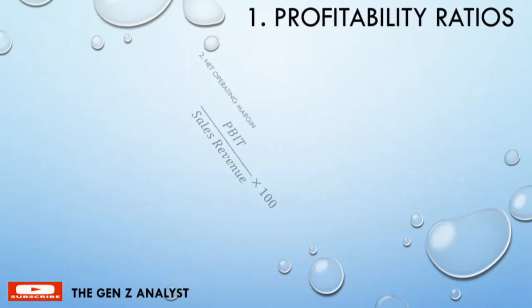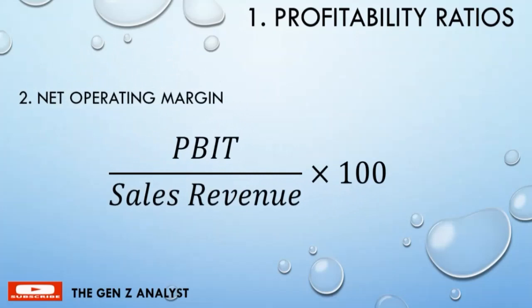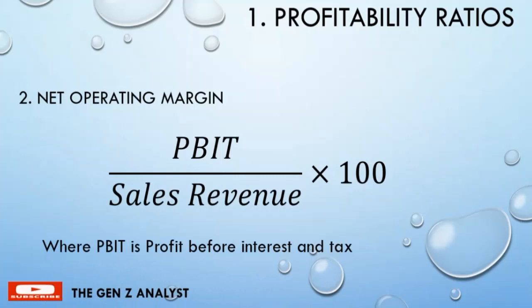The second one that we want to look at is the net operating margin. The net operating margin is calculated as the PBIT, or what we call the profit before interest and tax, divided by sales revenue and multiplied by 100. And this particular one considers our profit after we have deducted our operating expenses, except for interest and tax. So this is how we calculate the net operating margin.